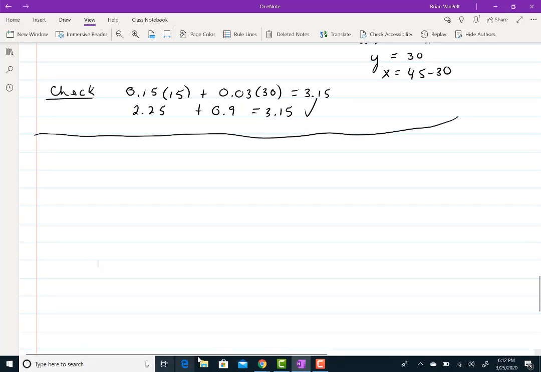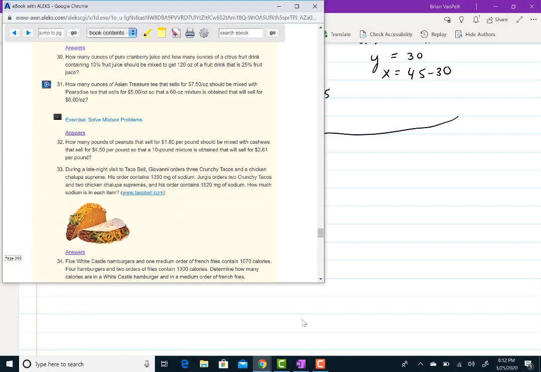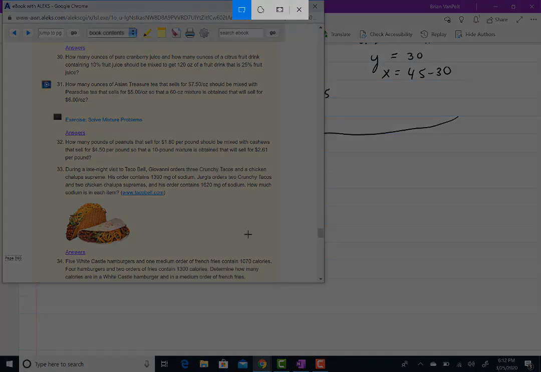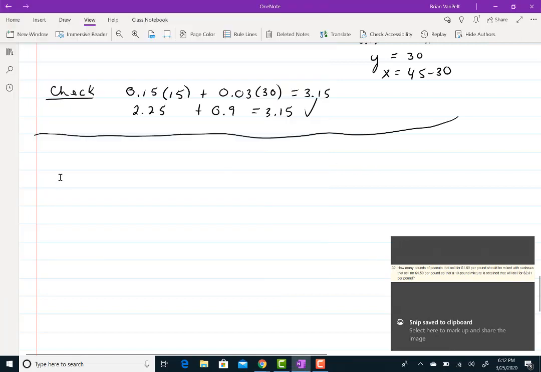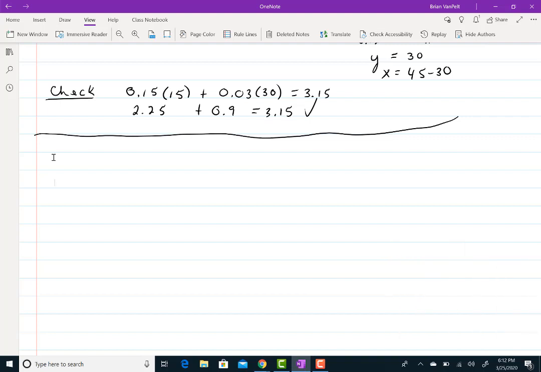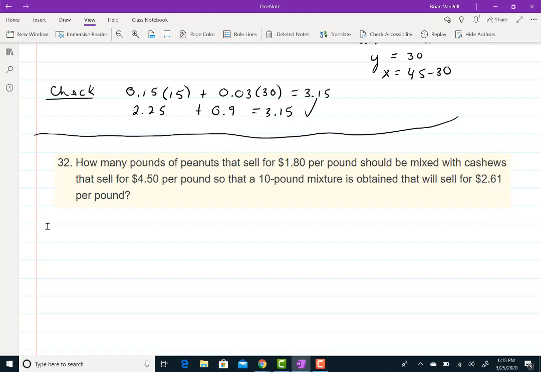My next one that I want to grab from the book is number 32. This is also a mixture type of problem, although it doesn't involve liquid. It involves something that you typically find in a grocery store. Everybody probably has bought those packages of various types of nuts, peanuts and cashews and things like that. And you know that cashews sell for a lot, but peanuts sell for very little. All right, this time we're doing a mixture of peanuts and cashews, as I said. How many pounds of peanuts and how many pounds of cashews.